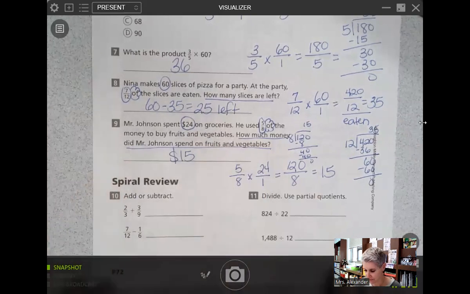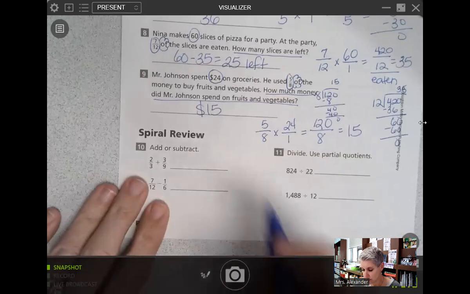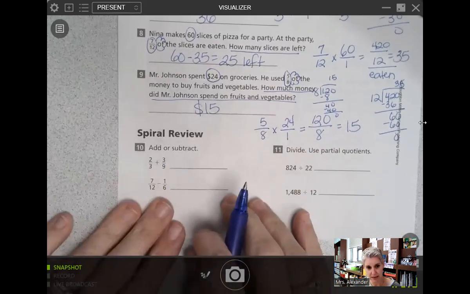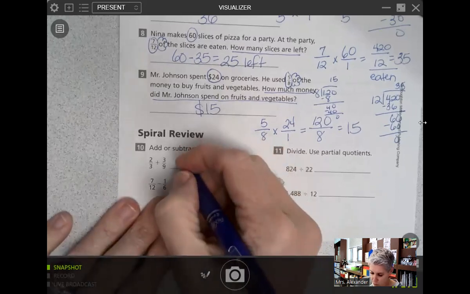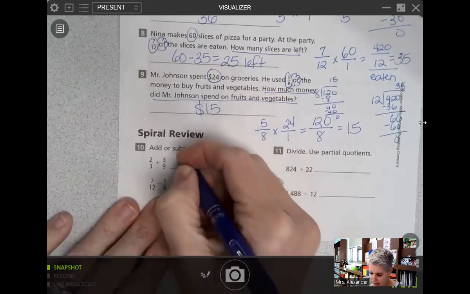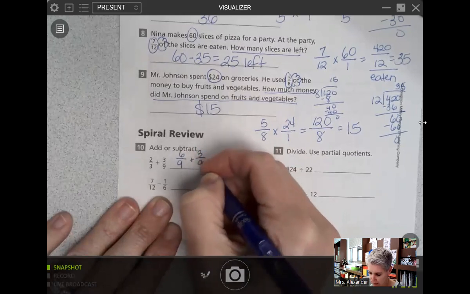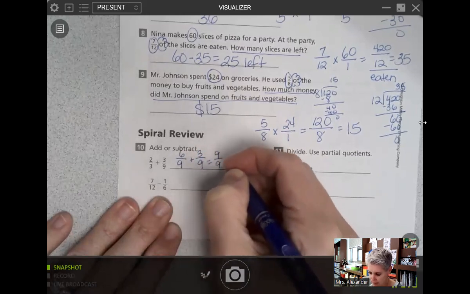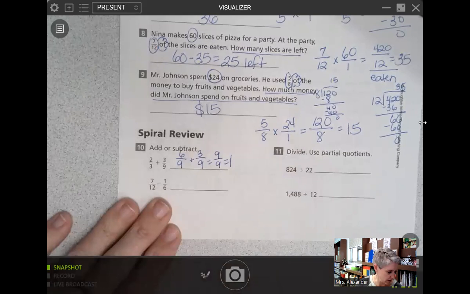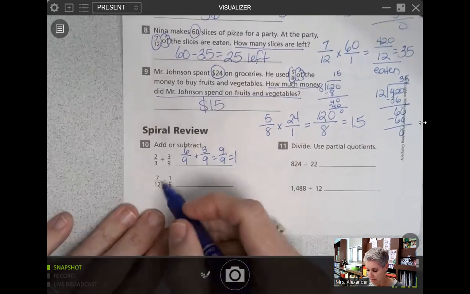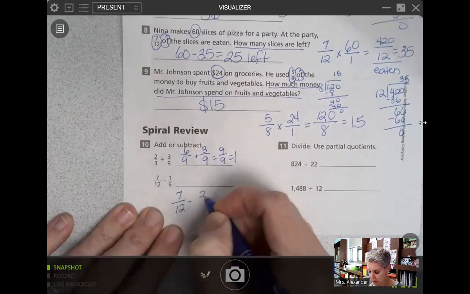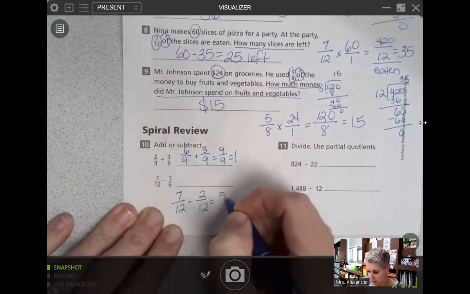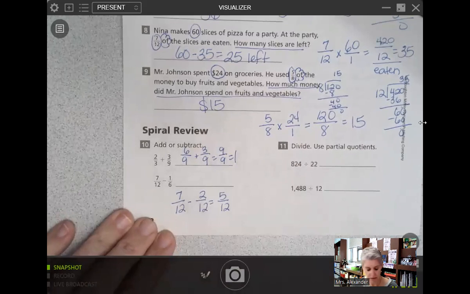All right. For our spiral review, 2/3 plus 3/9. I need a common denominator because I'm adding. So I'm going to do 9ths. 6/9 plus 3/9 equals 9/9, which equals 1. 7/12 minus 1/6. Again, common denominator of 12. We get 5/12.